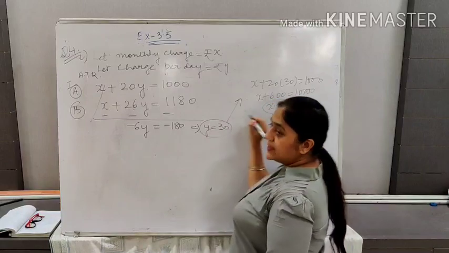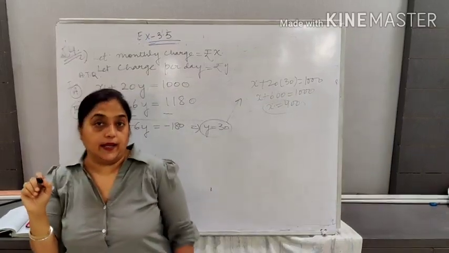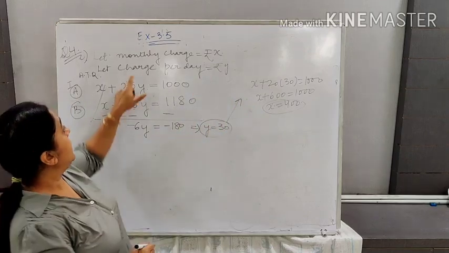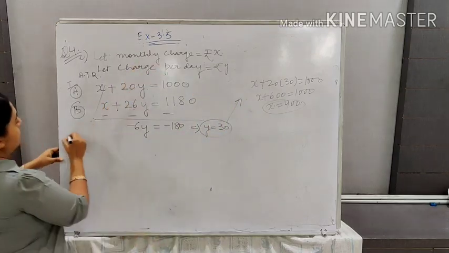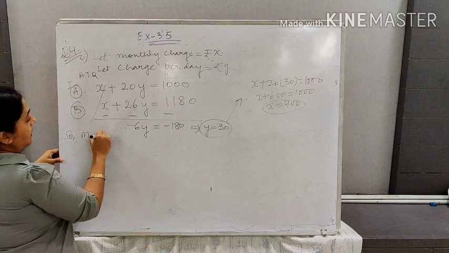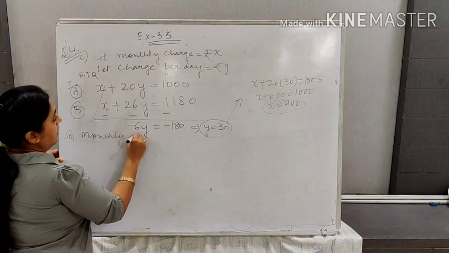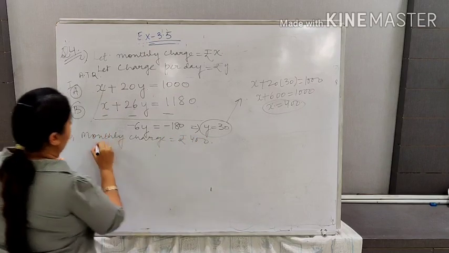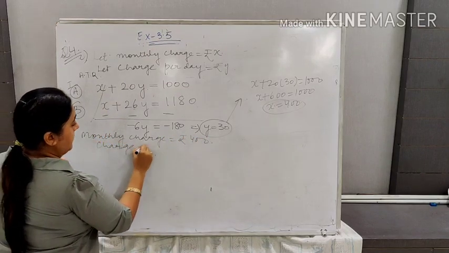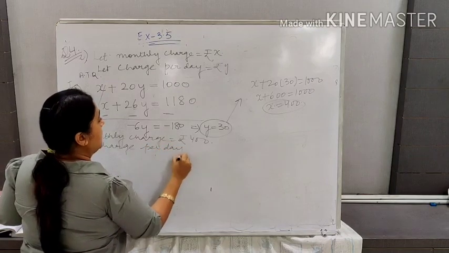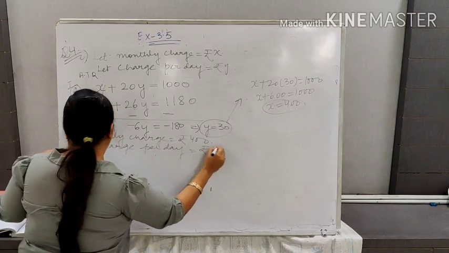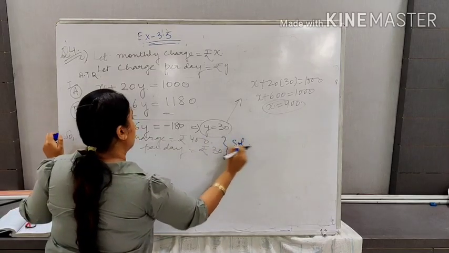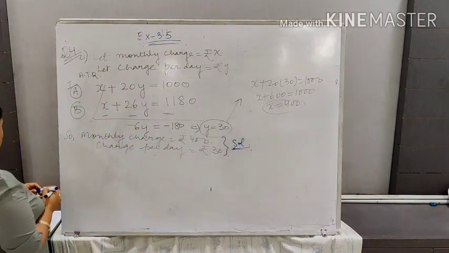Remember, I should never leave the question in the form of x and y, because it did not ask for x and y. That was a word problem. I was being asked what is the monthly charge. So you will write, monthly charge is equal to rupees 400 and charge per day is equal to y, that is rupees 30, and this is your solution. Got it? This was question number 4.